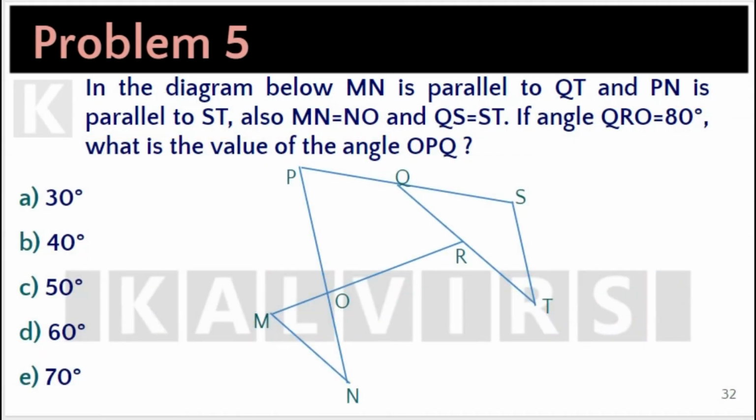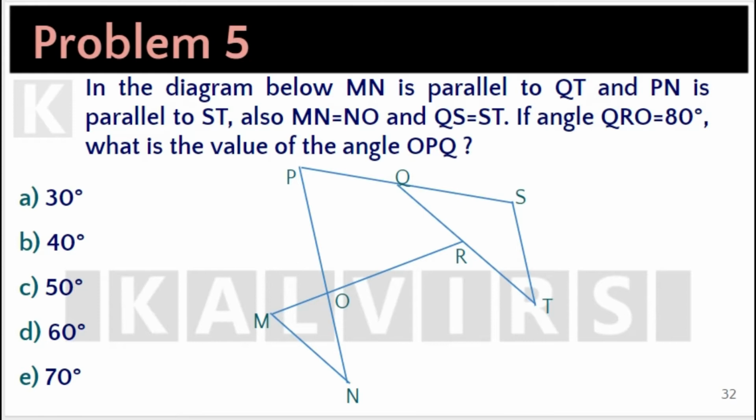In the diagram below, MN is parallel to QT and PN is parallel to ST. Also, MN equals NO and QS equals ST. If angle QRO is 80, what is the value of the angle OPQ?